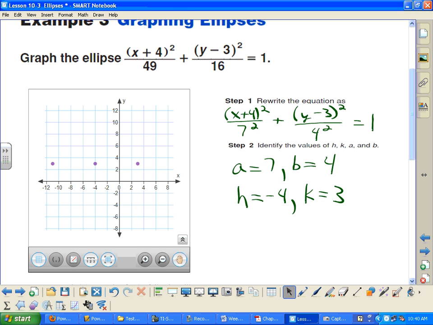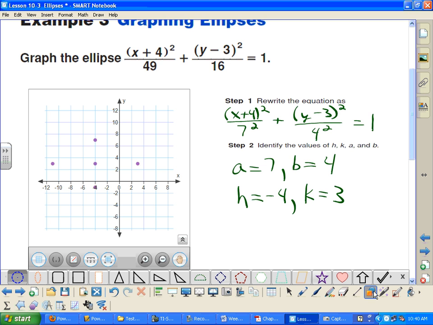And I'm going to go how far up and down? 4. So we go up 4, we're at (-4, 7). Let's see, 1, 2, 3, 4. And 1, 2, 3, 4 down. Okay, and then I can draw my ellipse.